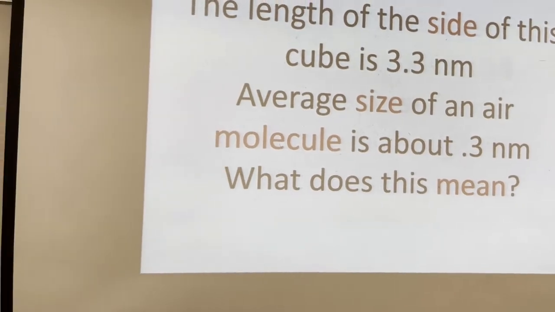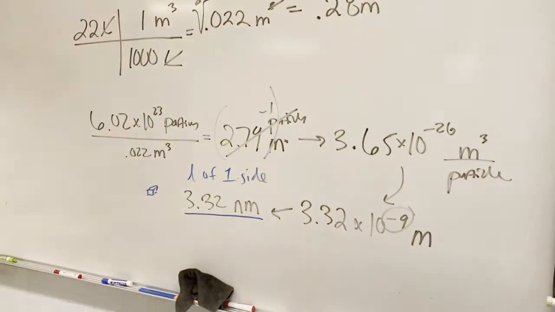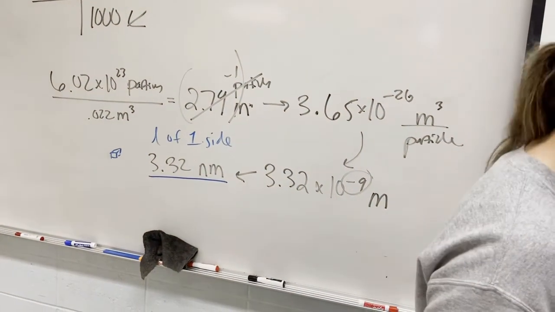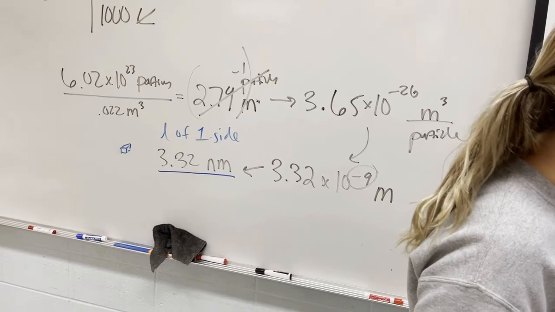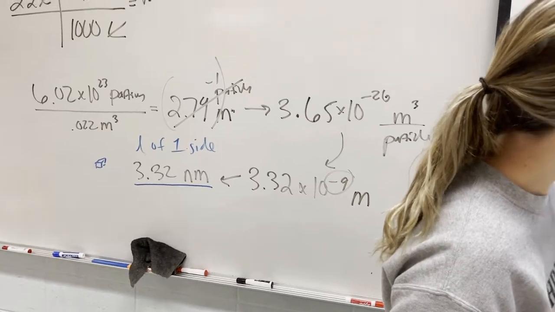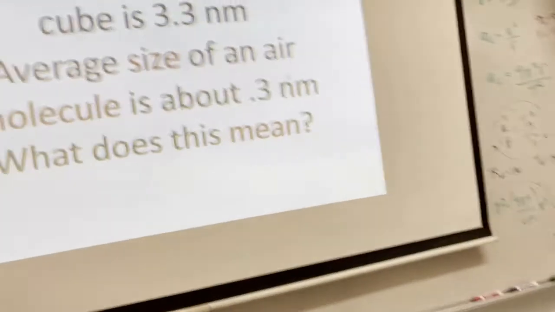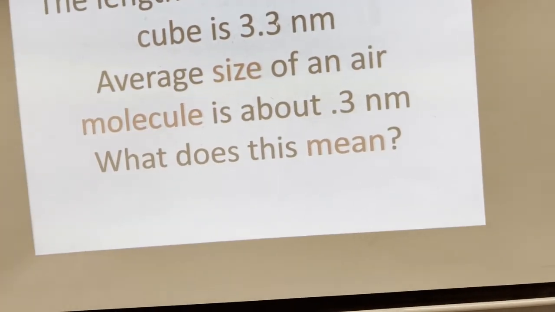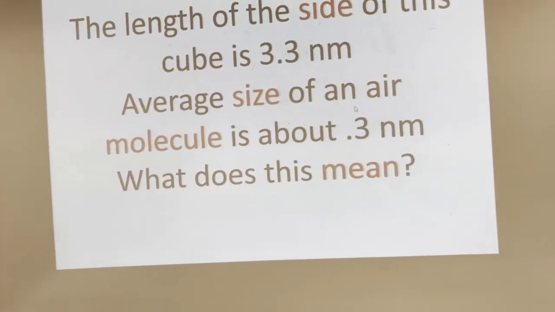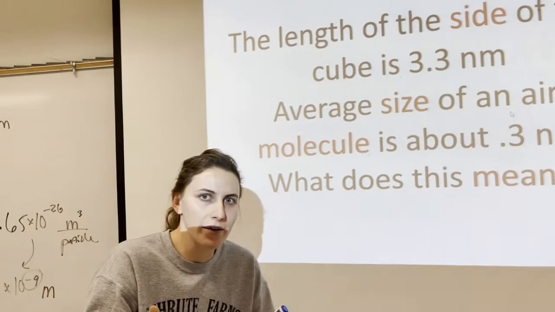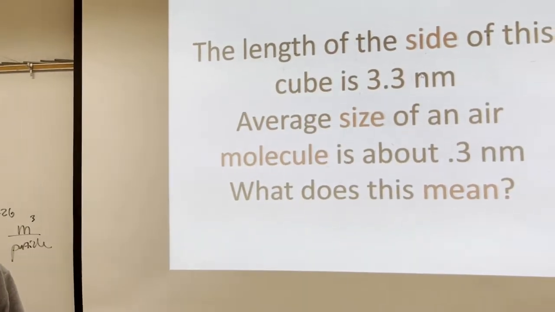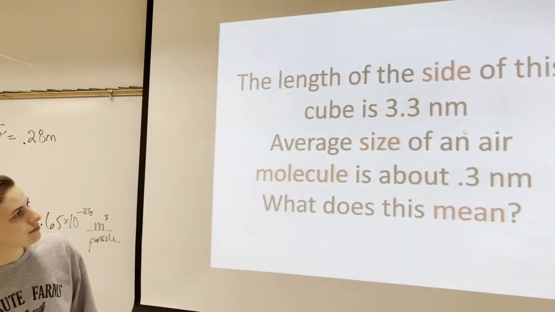Okay. So what does this mean? Well, if you've got 3.3 nanometers, that particle is going to occupy about 1/10. So there's some space around it, right? Yep. About 1/10 of the volume is occupied by that particle.